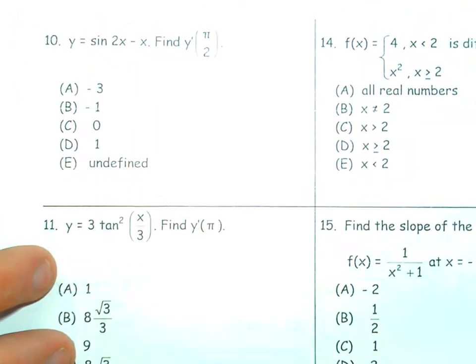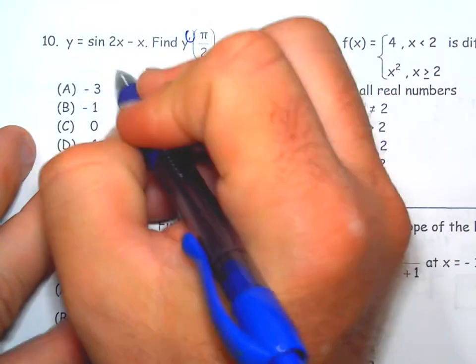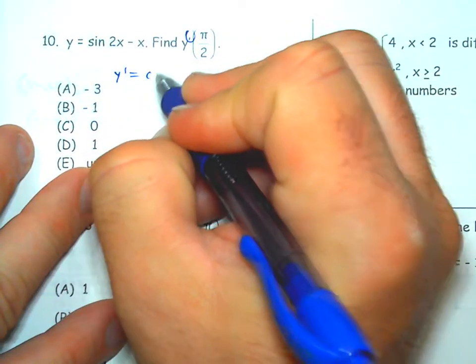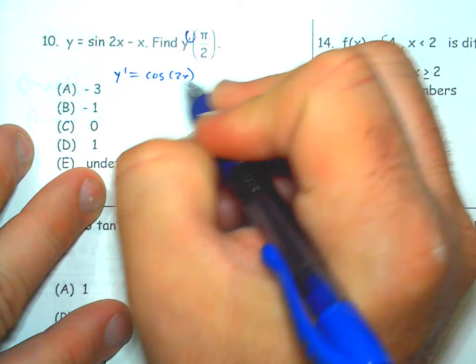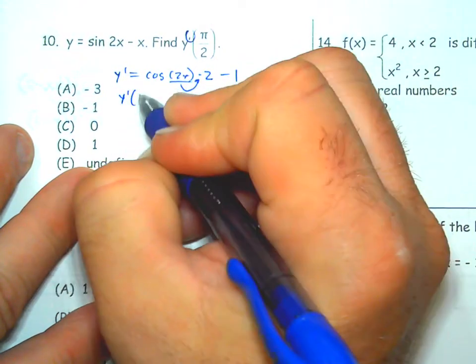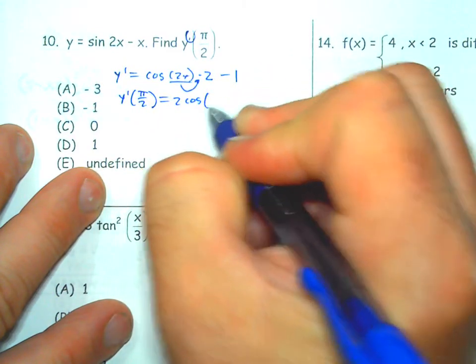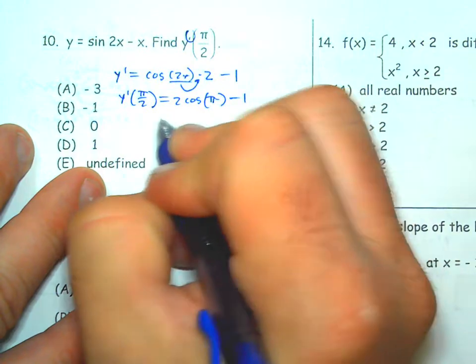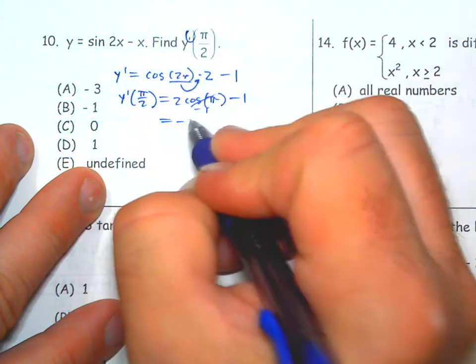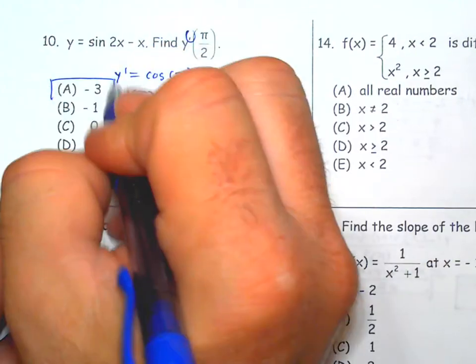All right, number 10. Trying to find the derivative at pi over 2. So y prime equals cosine 2x times derivative of what's inside, chain rule, minus 1. So y prime at pi over 2 is going to be 2 cosine pi, which is -1. So it's -2 minus 1, which is -3. There we go.